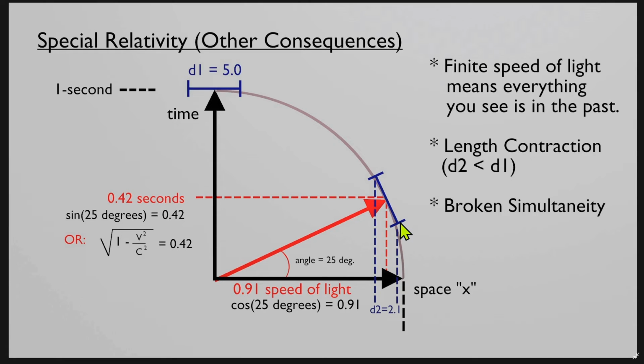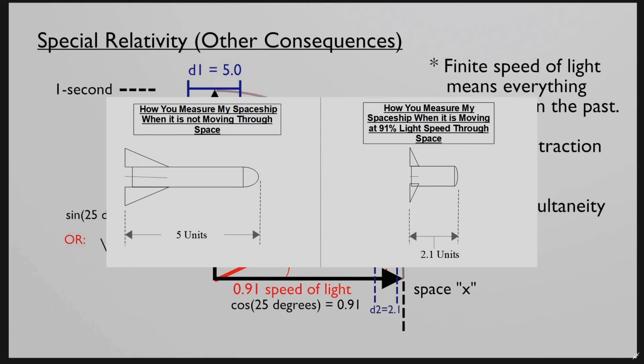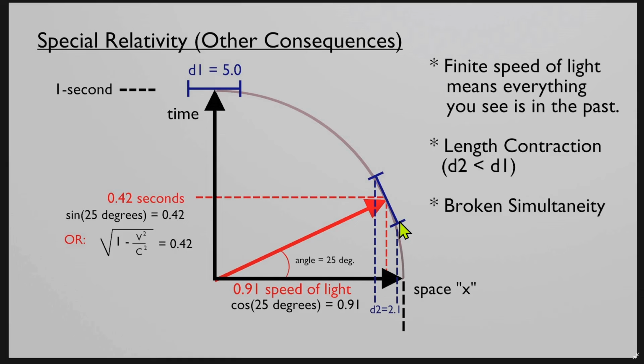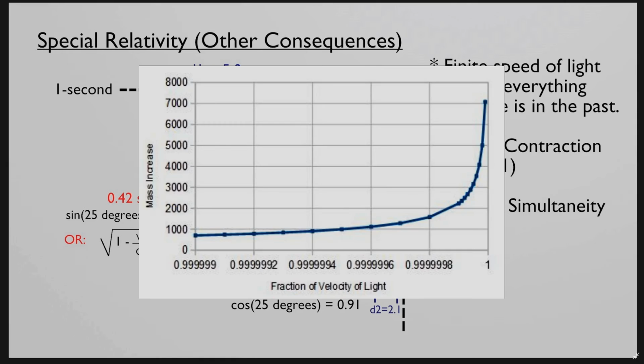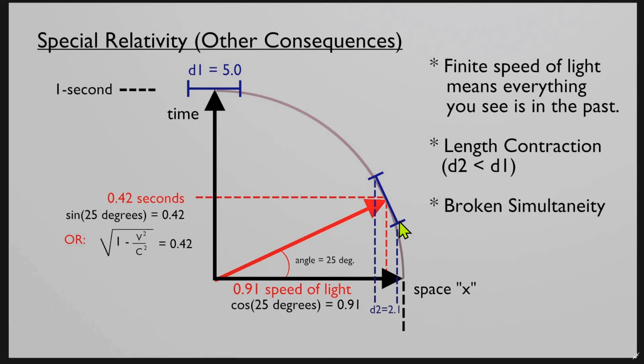So the faster the ship goes through space, the slower time goes on the ship, the shorter the ship becomes when you measure it, and the mass of the ship is increasing dramatically as you approach the speed of light. 3 things to keep in mind that I want to emphasize.